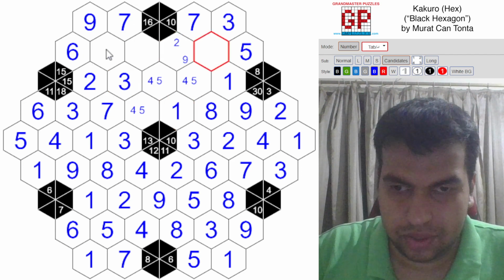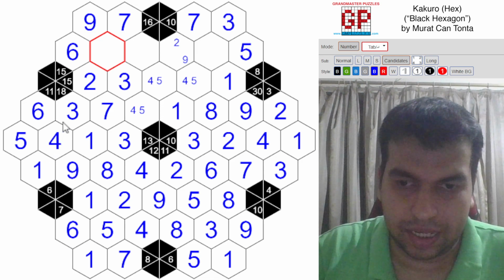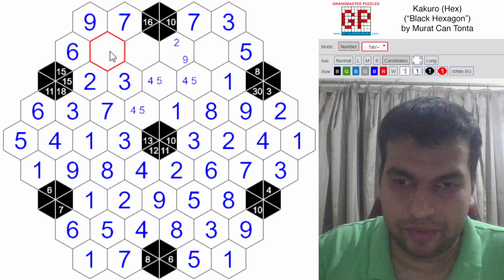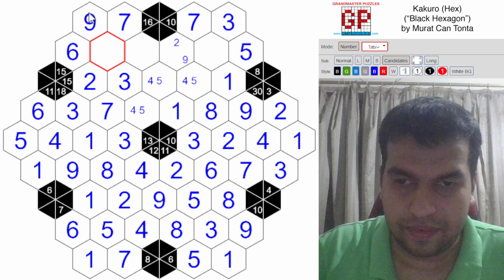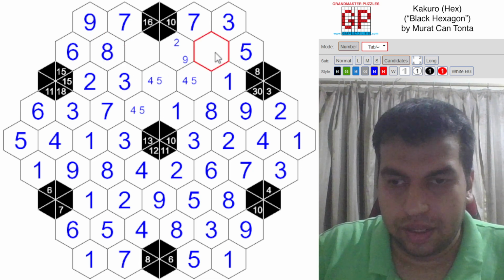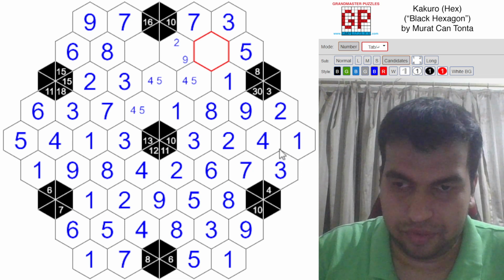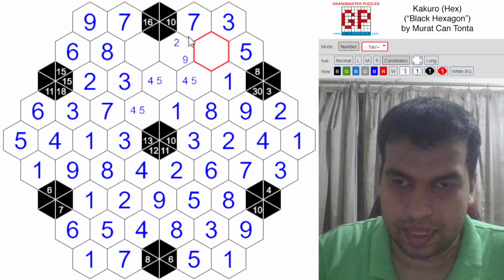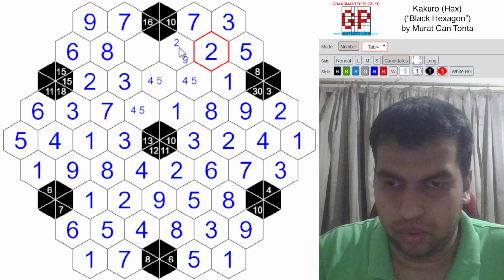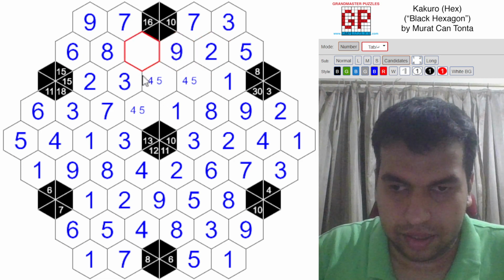Now let's look at this cell. So interestingly, all 1, 2, 3, 4 are pointing at it from here. 5, 6, 7, and 9. So this is an 8. And then if you look at this cell, 1, 3, 4 are pointing at it. 5, 6, 7, 8, 9. So this is a 2. That makes this a 9.